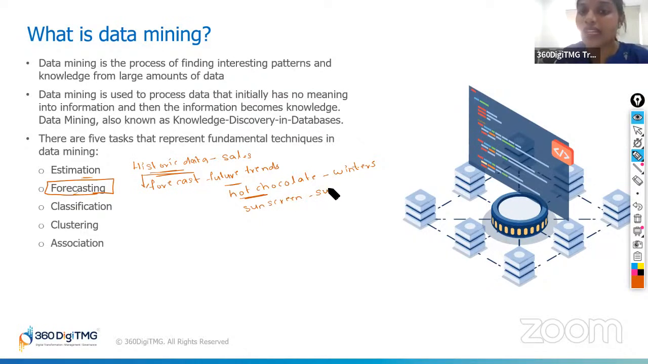So how did I get this information? How can I forecast this information like this? Based on historic data. So what is forecasting? Forecasting is nothing but, based on the historic data like sales, we can forecast the future trends of a particular product.